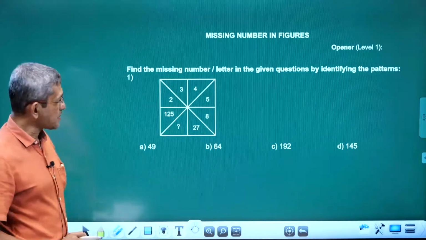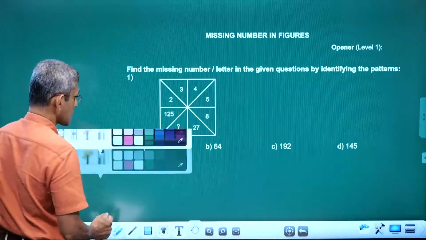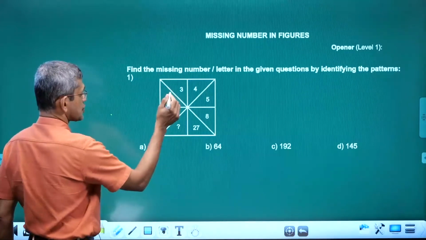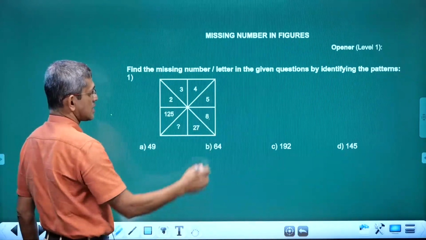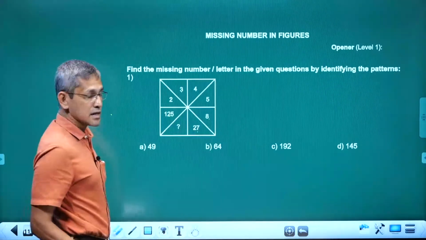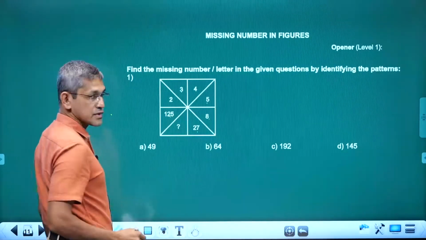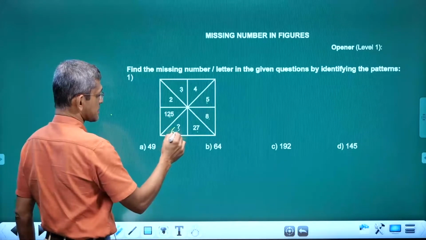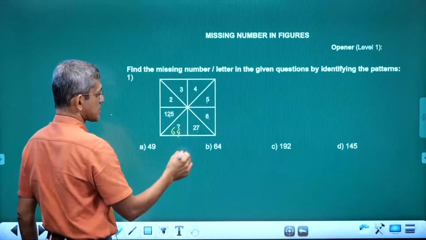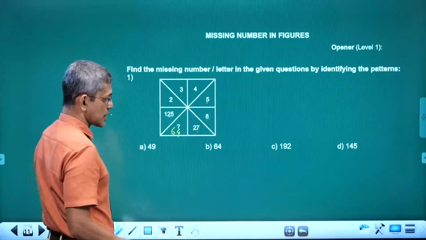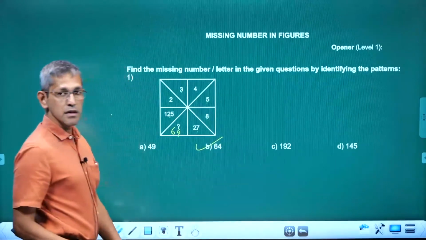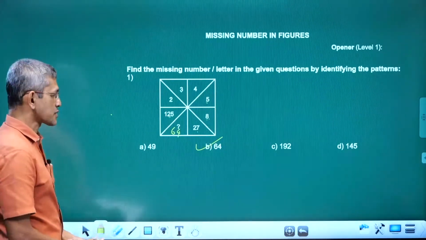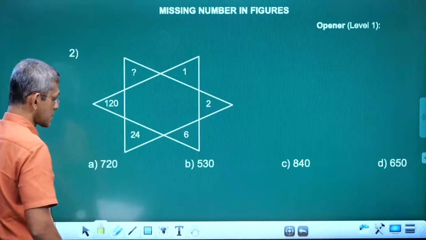Okay, so what is the pattern? It is 2, and we have an 8 here. We have 3 and 27 here. 5 and 125 here. So that's 5 and 5 cube. 4 and 4 cube, it must be 64. And 3 and 3 cube here. 2 and 2 cube here. So the answer must be 64. End of the story. Simple question. Let's go for the next one.